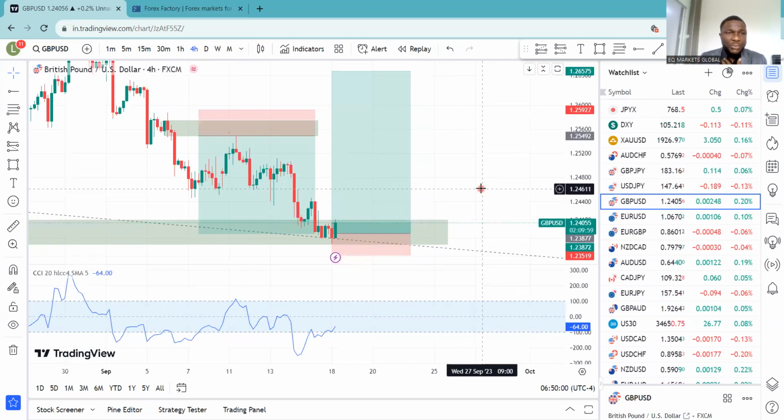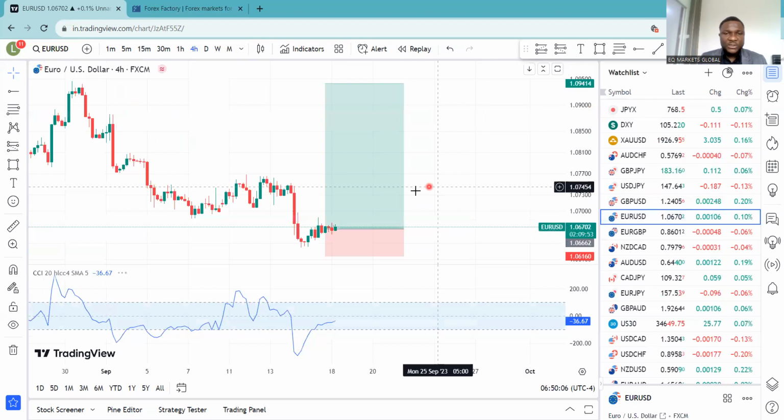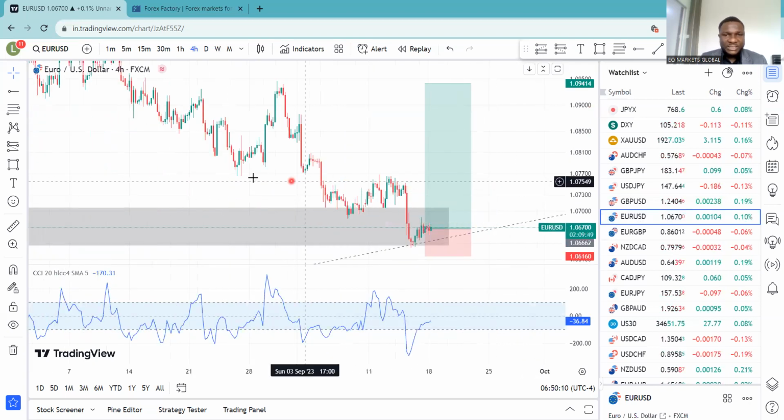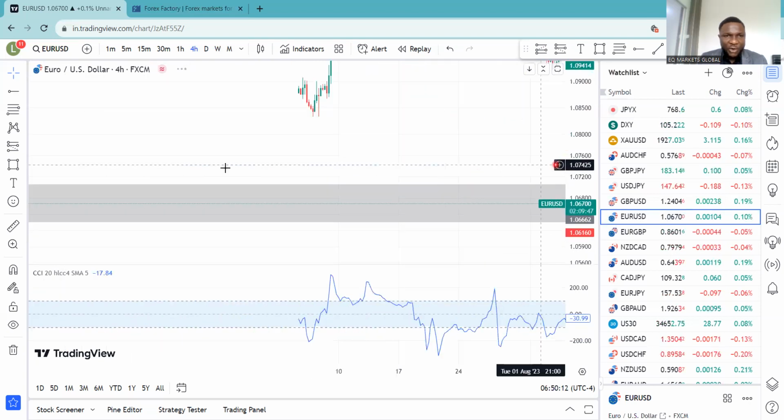We're going to be expecting more buy on GBP USD for this week. The next I have for you is the Euro USD. Of course, you know the Euro USD and the GBP USD, they move almost alike. All right, they move almost alike.